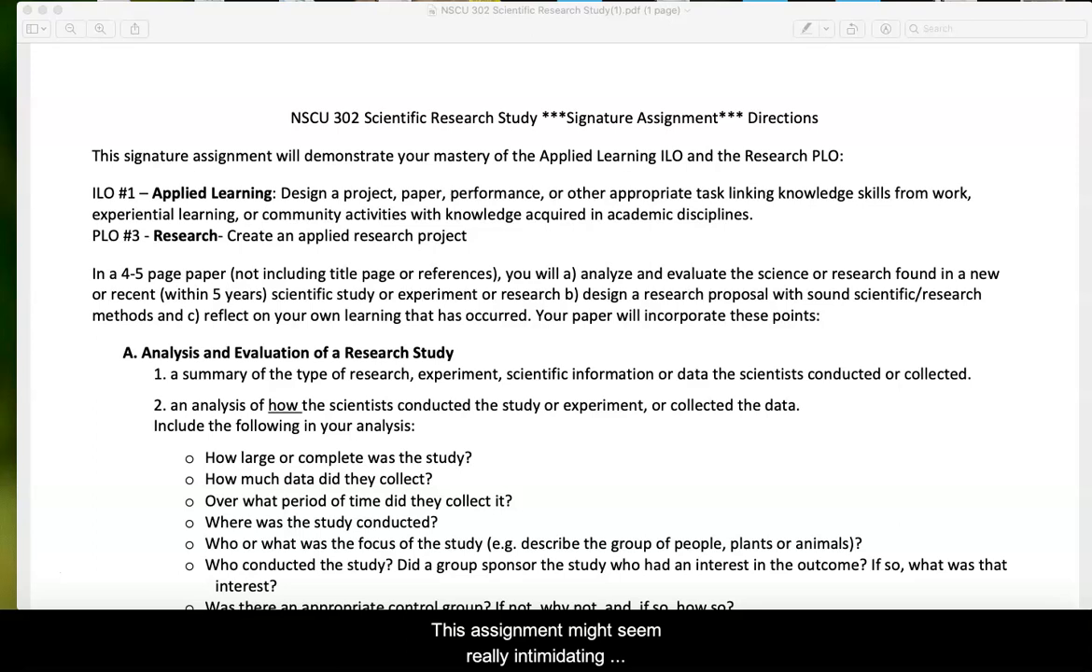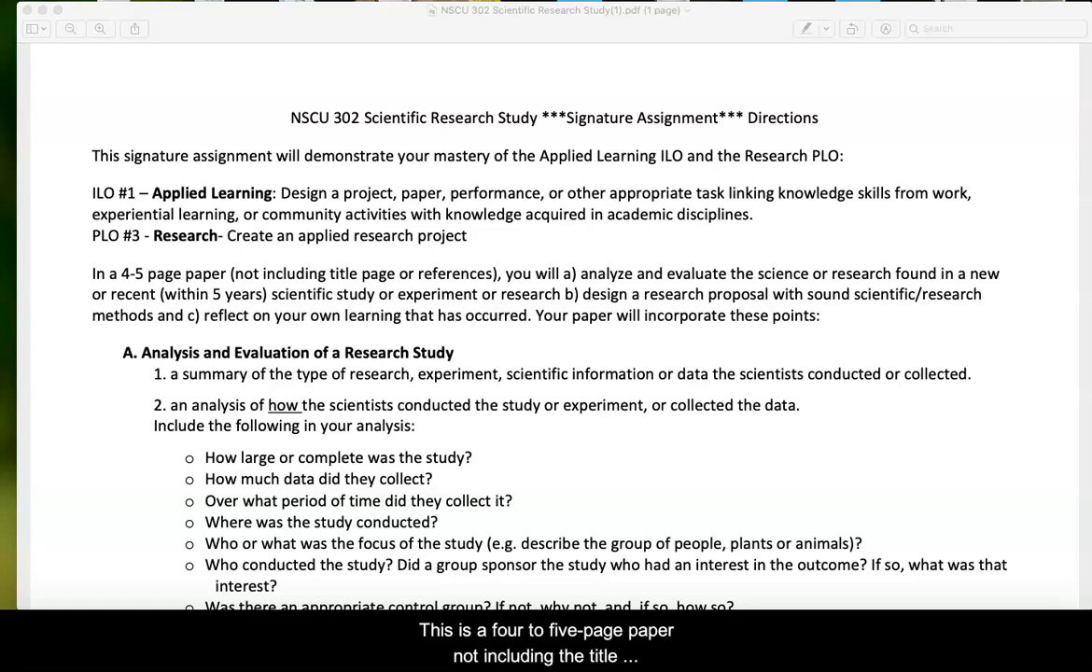So let's go over this assignment. This assignment might seem really intimidating, understandably, but I think if you break it down and pick topics of your interest, it will be a lot easier. So first off, what you're going to be doing is some research, and then you're going to be doing some applied learning.